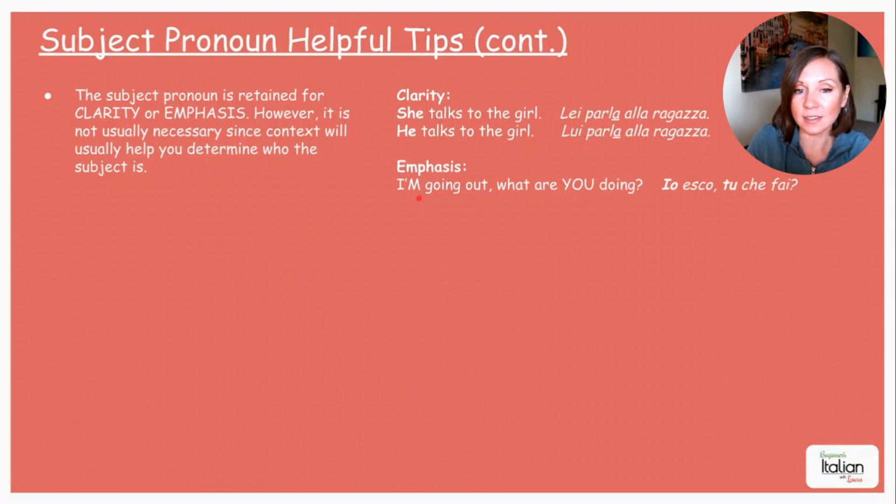And then for emphasis: I'm going out. What are you doing? "Io esco. Tu che fai?" Okay, so we're emphasizing the I and you in this case. So in this case, you would leave them in.